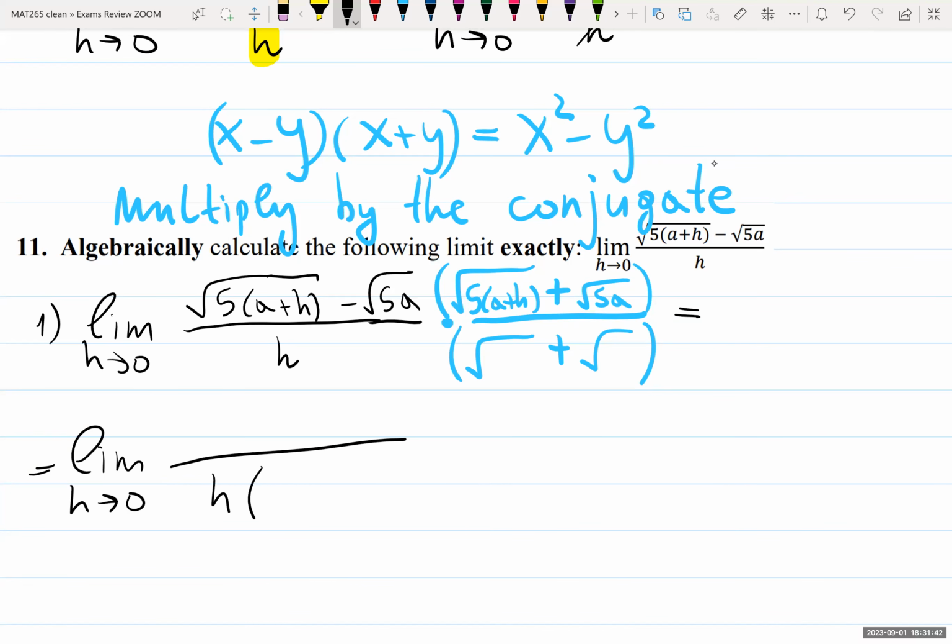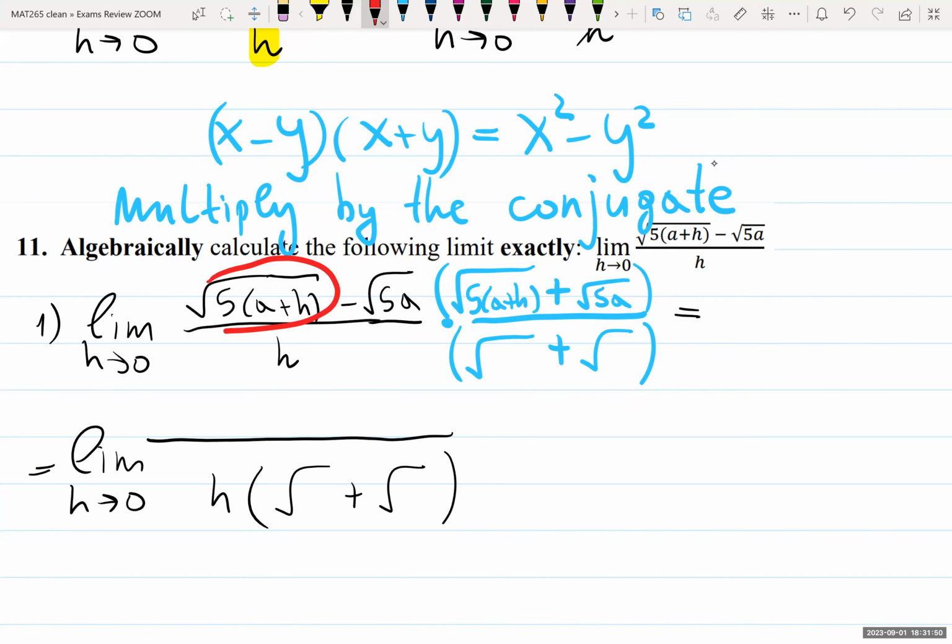So fine. H times square root plus square root. I don't bother writing them down yet because they're not important. The top is important. This first term, let's call it x. This second term, let's call it y, and perform the ritual. Well, I mean, the formula. Square x, square root of 5a plus h, squared, means the square root went away, minus square y, 5a. Boom, that's exactly what we want. Because now 5a minus 5a gives you 0.